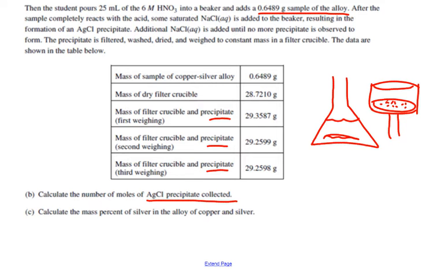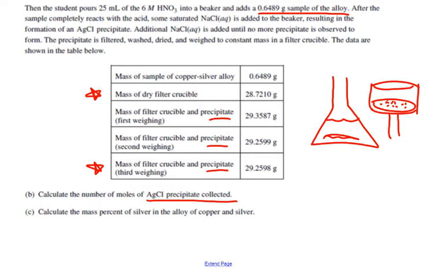How do I get the grams? Anybody? Yeah, Kevin. Take the bottom one minus the second one. So these two? Yeah. So this is the filter crucible and precipitate. This is just the filter crucible. So if I subtract those, it should make sense. What's left is just the precipitate, right? And the third weighing would be the least because you're drying it out.